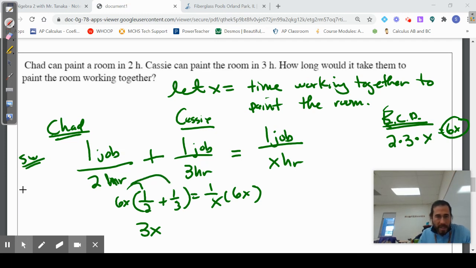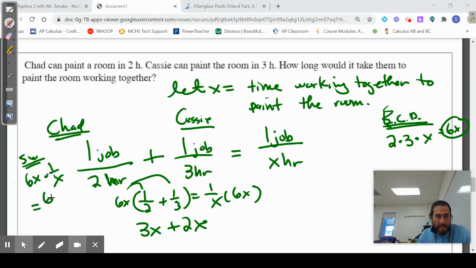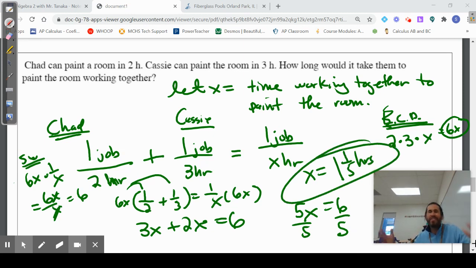And then we just have to multiply 6x by the 1/3. Well, that would be 6x divided by 3, which would be 2x. And that would be plus 2x. Okay, that guy's done. And I got one more to go. And I got 6x times 1 over x, which would be 6x over x, which is equal to 6. And then guess what? Just do math. 3x plus 2x is 5x equals 6. Divide by 5, divide by 5. x equals 1 1/5 hours.